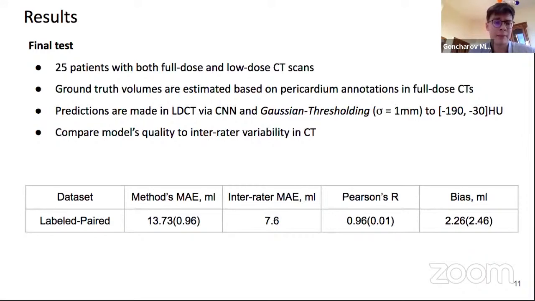Okay, here we can compare the mean absolute error of our method with inter-rater mean absolute error. We see that the method's mean absolute error is higher. However, it's acceptable for applications. And also, it's worth noting that correlation coefficient of 96% is similar to the coefficient that was reported in previous works by other authors in full dose CT images.